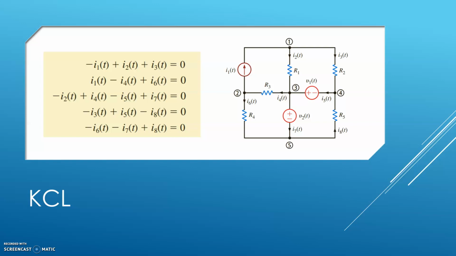Then finally for node 5, I think everybody got the hang of it, and we get negative I6 minus I7 plus I8 equals 0. Pretty simple.